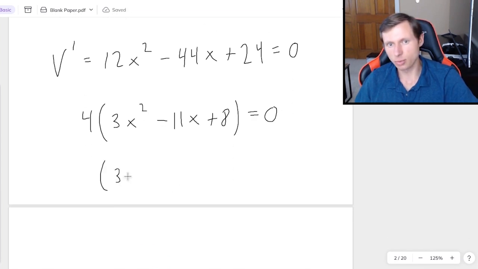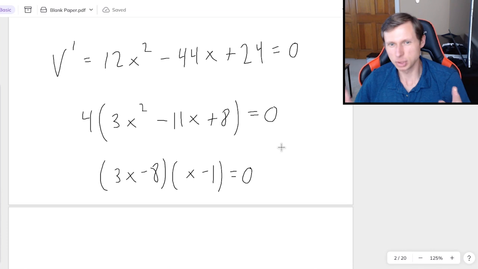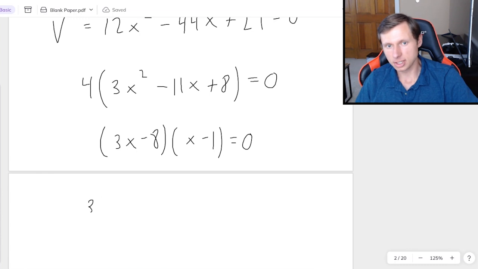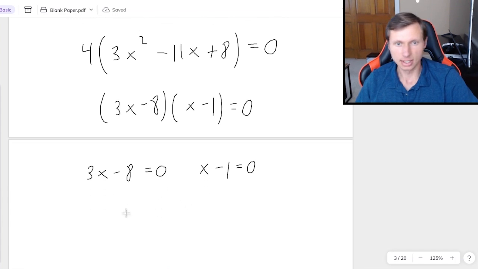It's going to be 3x minus 8 times x minus 1 for the factoring. If you're not good at factoring, well then, too bad. I'm assuming you know how to factor at this point. This is calculus after all. But now to actually solve, it's going to be 3x minus 8 equals 0 and x minus 1 equals 0. So x is going to be 8/3 and positive 1.